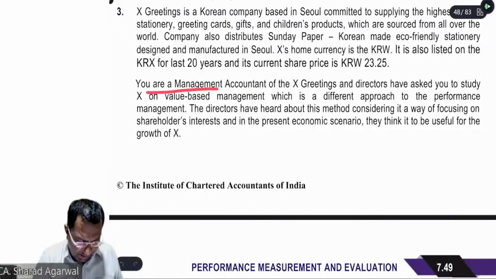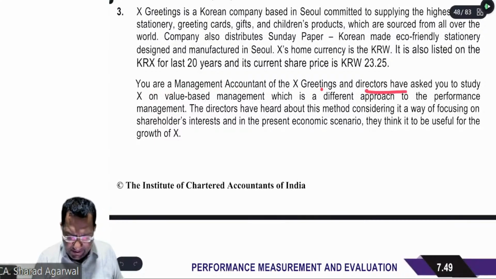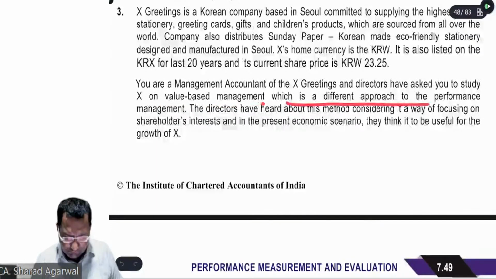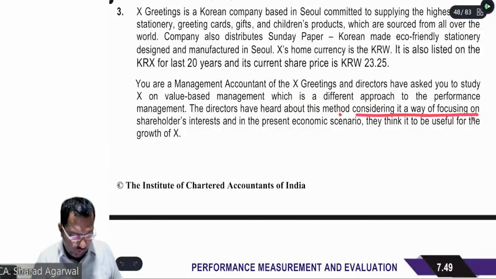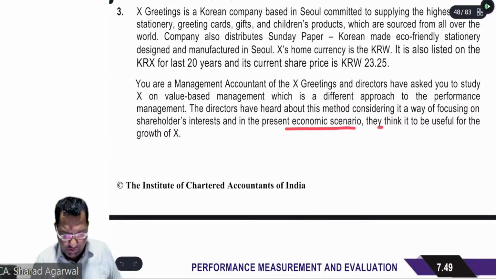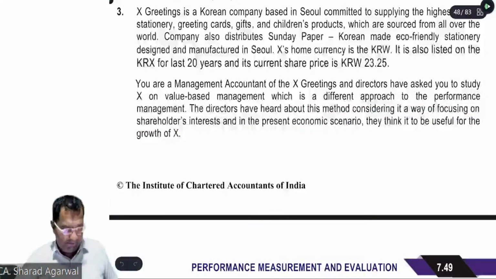You are a management accountant of the company, and the director has asked you to study the company on a value based management, which is a different approach to performance management. The director has heard of this method, considering it a way of focusing on shareholder interest, and in the present economic scenario they think it will be useful for the purpose of X.